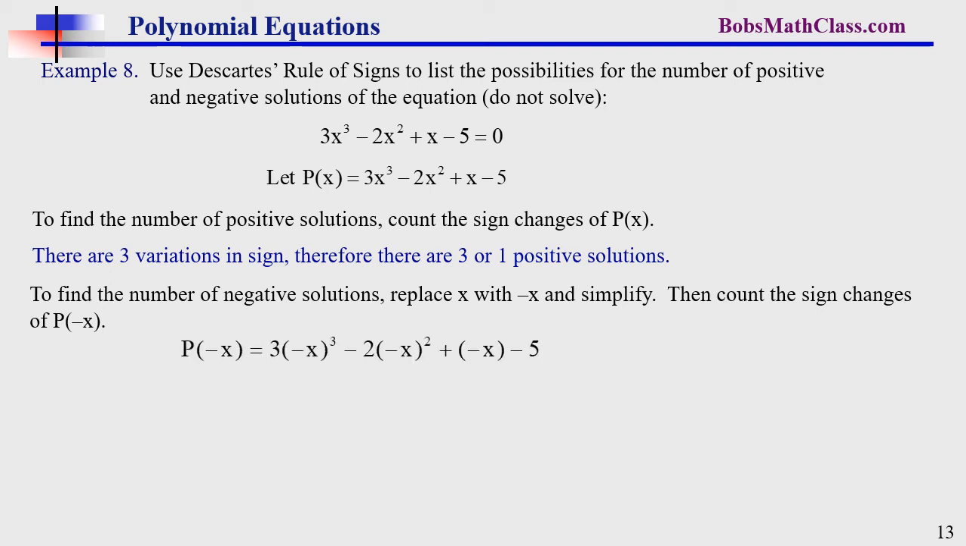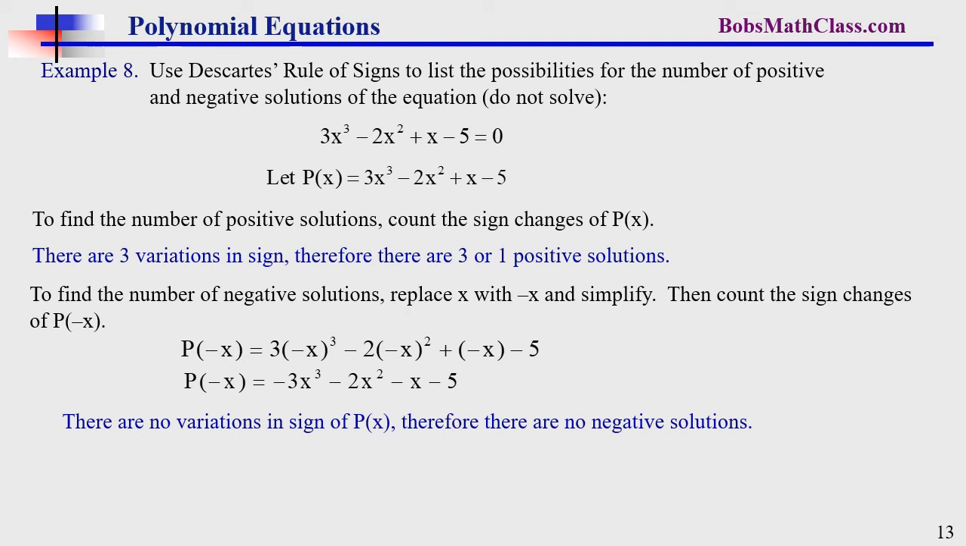So there's 3 or 1 positive solutions. Now let's do p of negative x. Replace x with negative x. And that gives us negative 3x cubed minus 2x squared minus x minus 5. Are there any variations in sign? Is the second term different from the first term? No. Third term different from the second term? No. Fourth term different from the third term? No. There are no variations in sign of p of negative x. Should be a negative there. I'll just write that in real quick. Sorry. So there are no variations of sign in p of negative x, so there's no negative solutions.